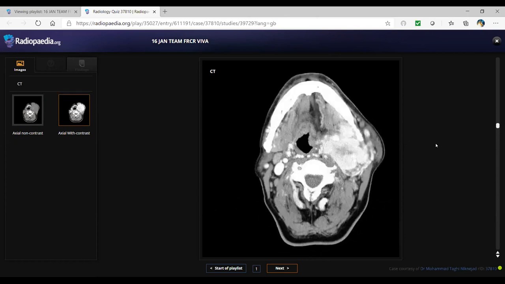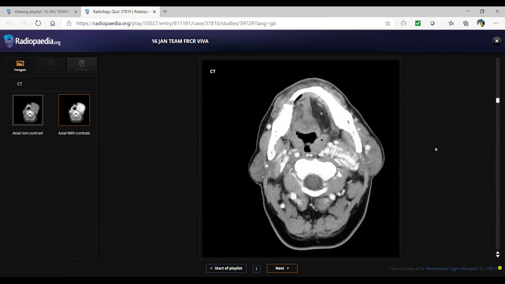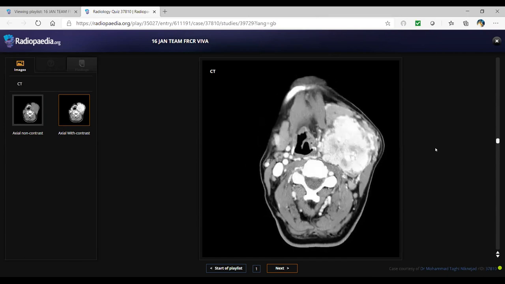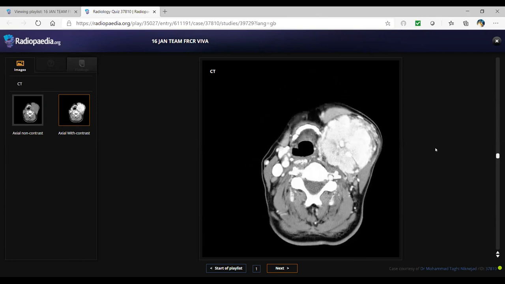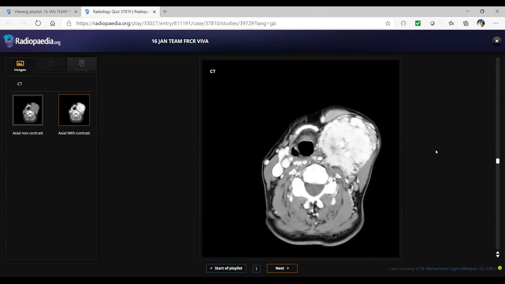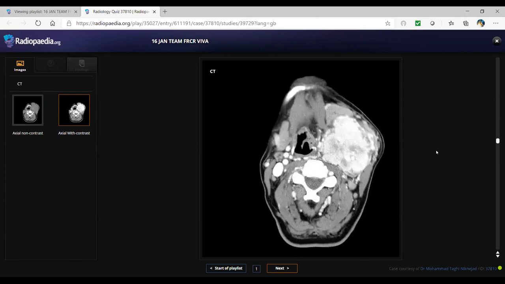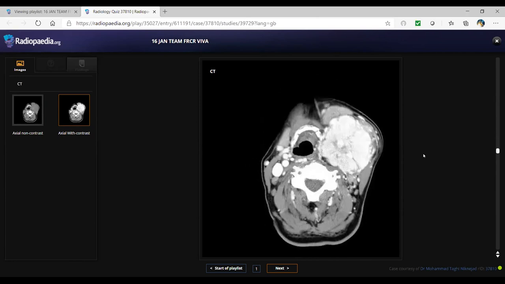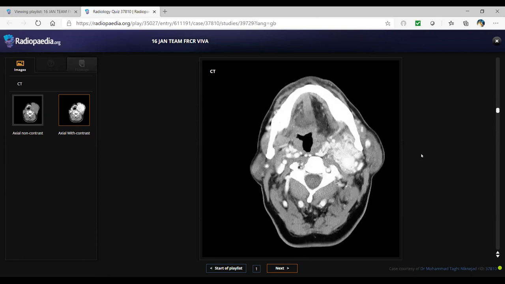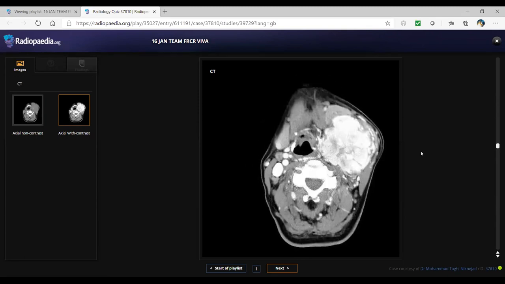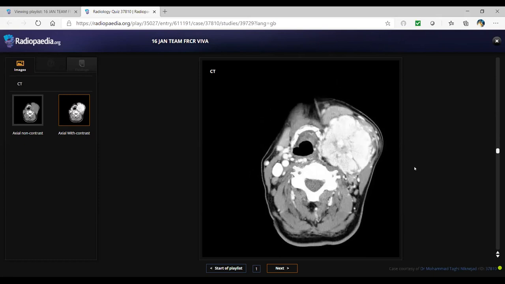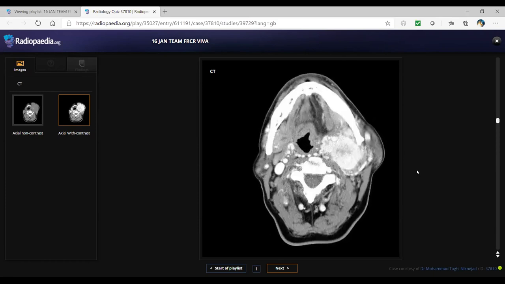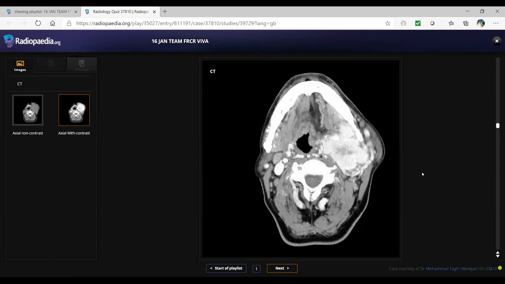So this is an avidly enhancing lesion in the left side of the neck, and it's occupying the carotid triangle. The vessels are being splayed by the lesion. Intensely enhancing lesion, I would be thinking in terms of a paraganglioma, a carotid body tumor. For further confirmation, I would be doing an MR study. Any other things that you can find related to the lesion?